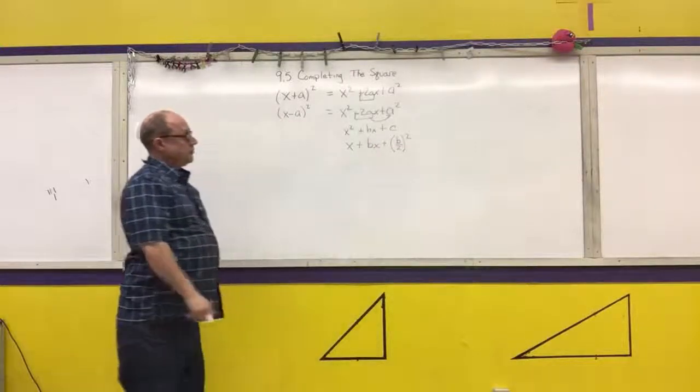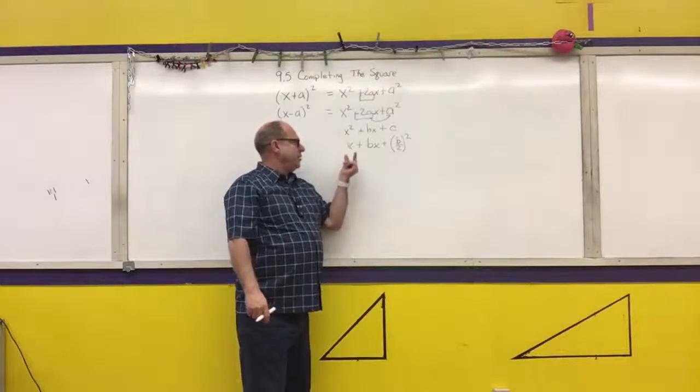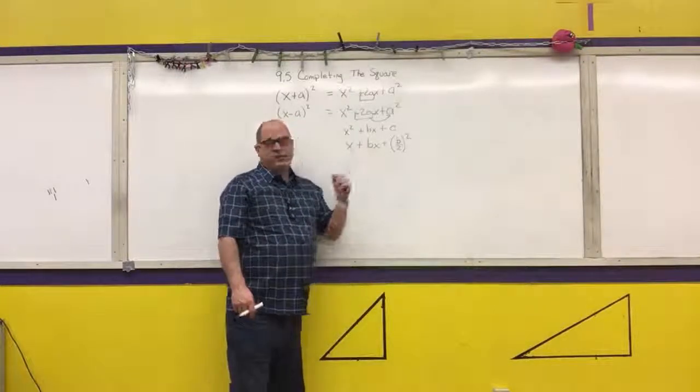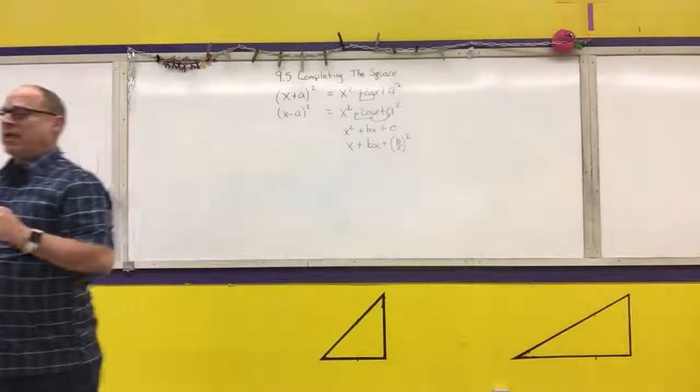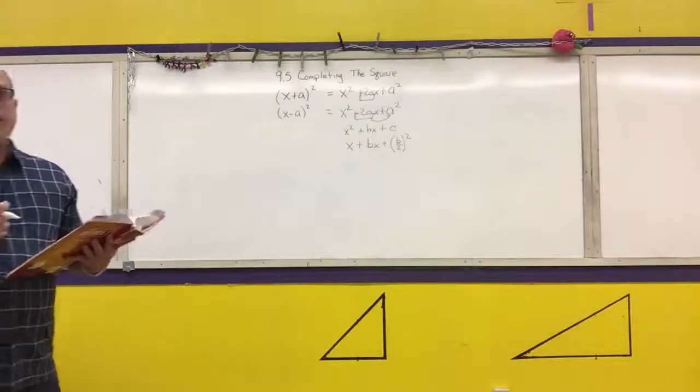My c is b over 2 squared. So the first thing that we're going to want to do is I'm going to give you a quadratic that's in the form of x squared plus bx, and then we're going to come up with what the c term would be in order to make it a perfect square. So I'm going to pause the video. I'm going to write some examples of these on the board.